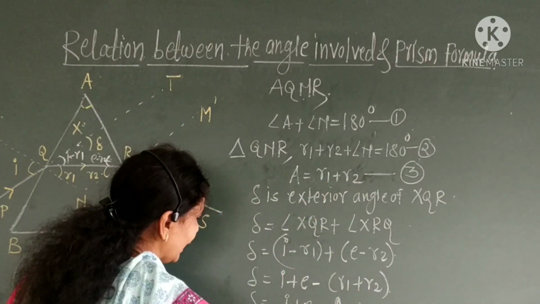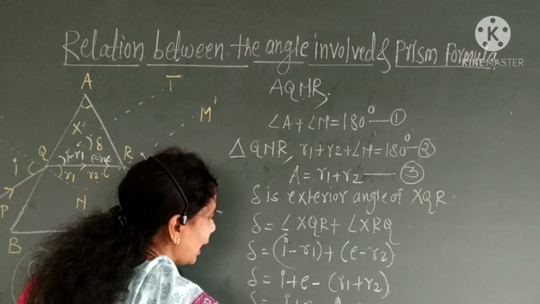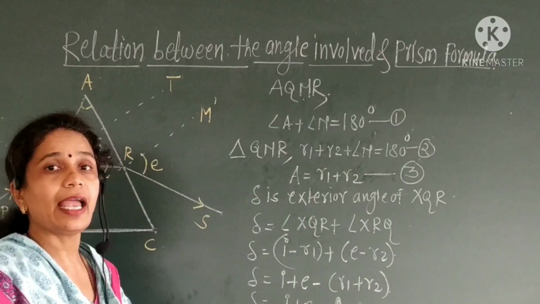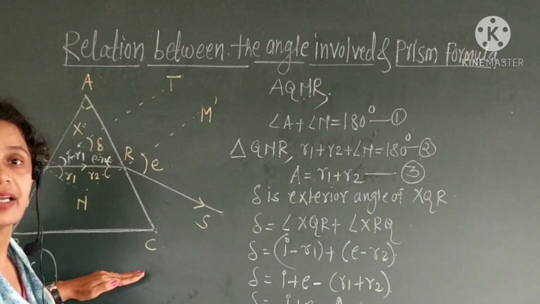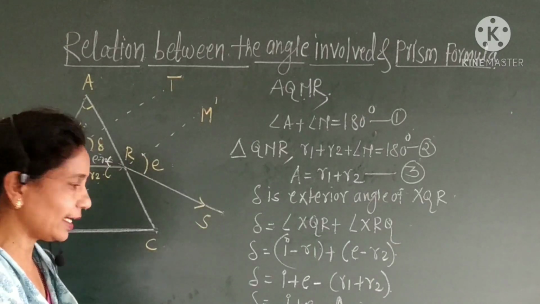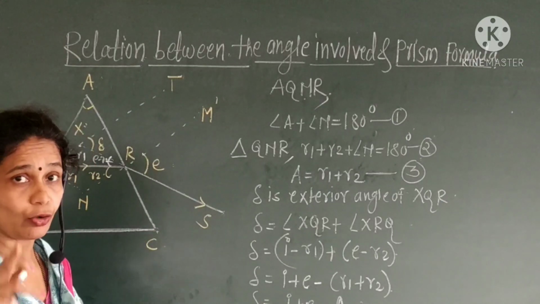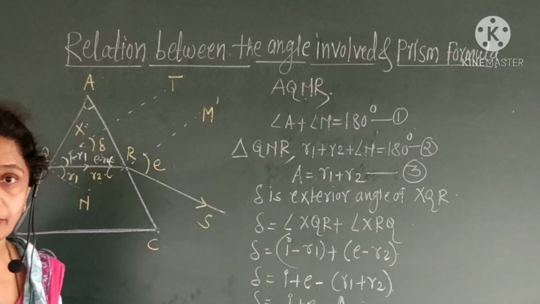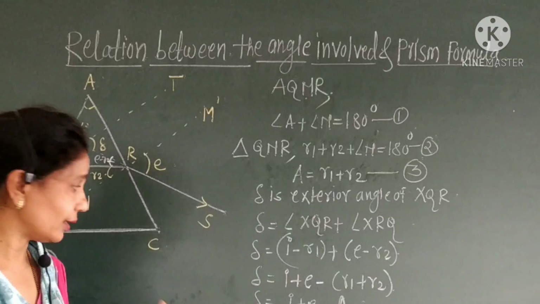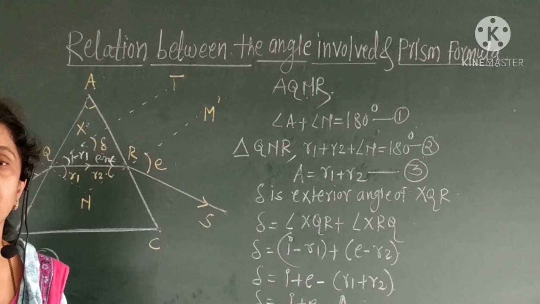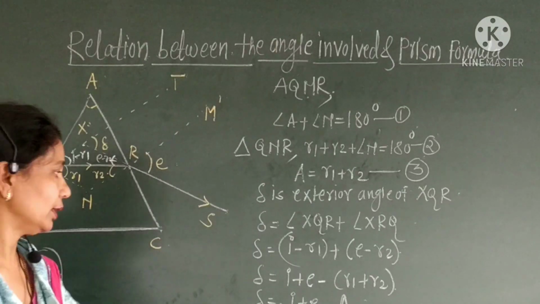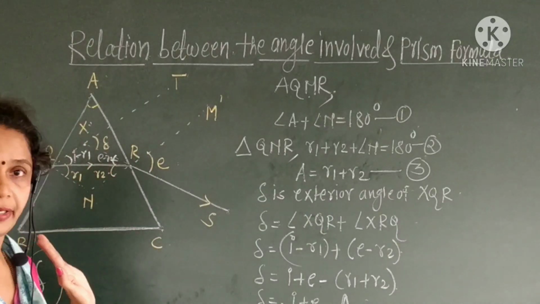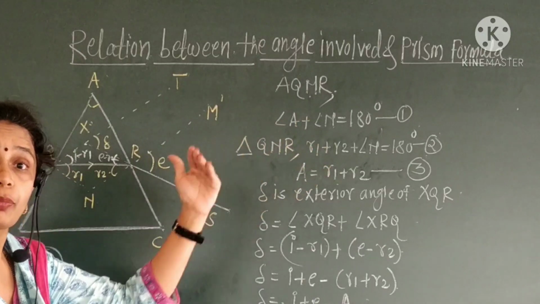Okay, therefore A plus delta is equal to I plus E. This is the relation between the angles involved in the ray diagram of the prism. Here A is the angle of the prism, delta is the angle of deviation, the angle between the incident ray and emergent ray, I is the angle of incidence, the angle between the normal and incident ray, and E is the angle of emergence, the angle between the emergent ray and the normal. Okay, now we have to obtain the prism formula.